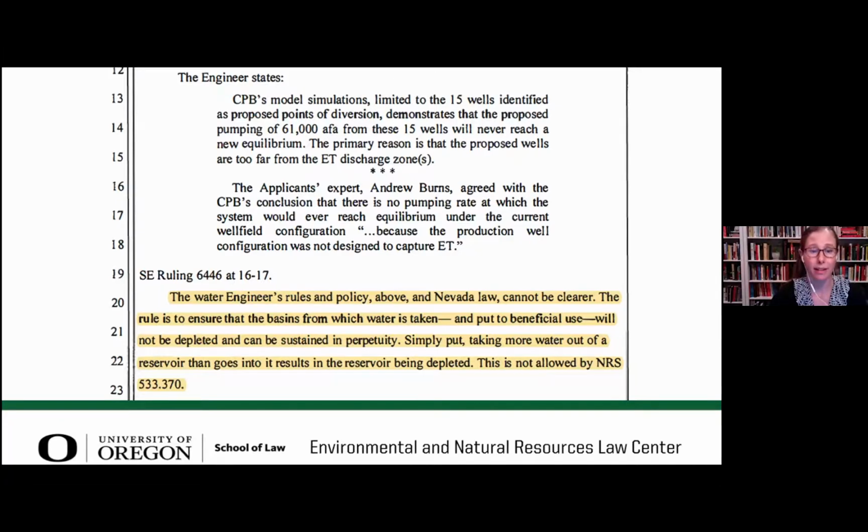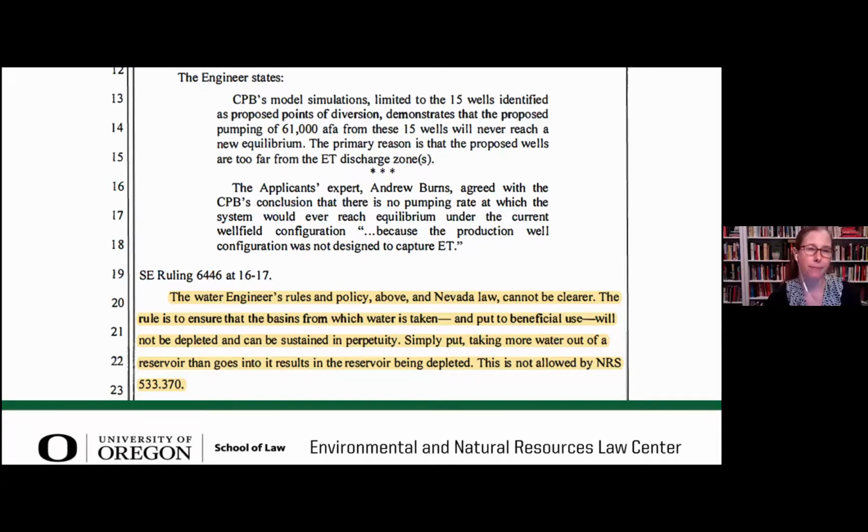Among the bases for reversing the state's decision to authorize water use was the perennial yield requirement, that there was not enough water in the aquifer and the use would exceed natural recharge, and then also statutory requirements around a public interest review, that the appropriation couldn't be against the public interest.